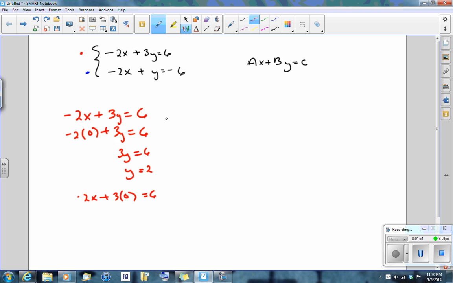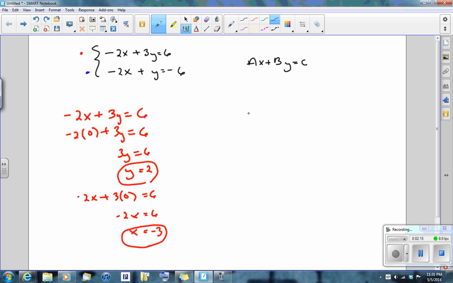We're left with negative 2x equals 6. Divide both sides by negative 2. You get x equals negative 3. And again, this is the y-intercept and the x-intercept. So where the line for this equation crosses the y-axis and the x-axis.